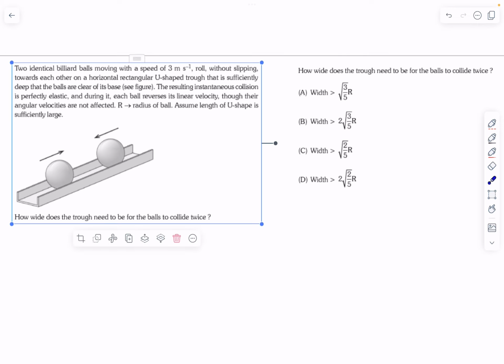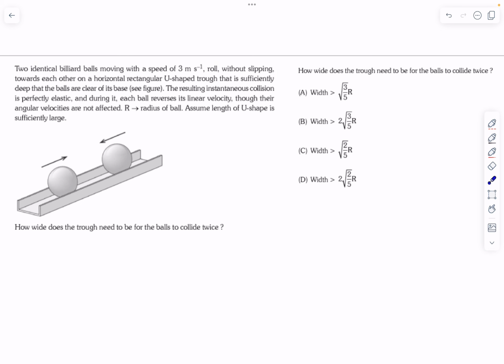And the first problem is from rotational motion, you could say. So let's read the problem statement. We have two identical billiard balls, so we have to treat them like solid spheres, right? They're moving with a speed of 3 meters per second and rolling without slipping towards each other on a horizontal rectangular U-shaped trough that is sufficiently deep that the balls are clear of its base.